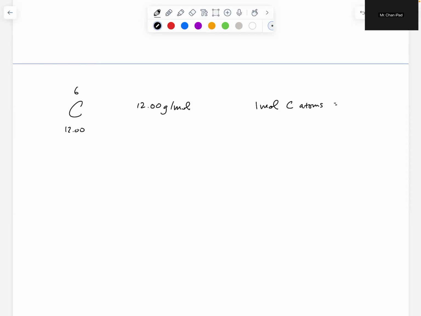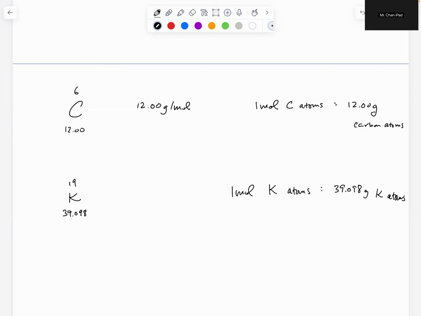Okay? All right? If you say, hey, what about potassium, which is atomic number 19? What's the molar mass of potassium? That means if I have 1 mole of potassium atoms on a scale, the scale should display this, right?